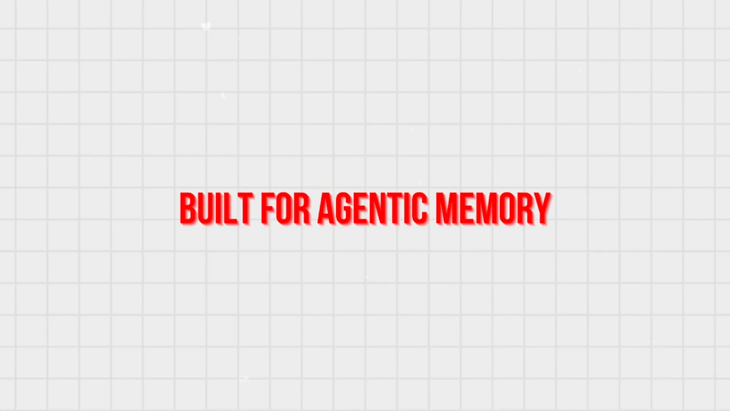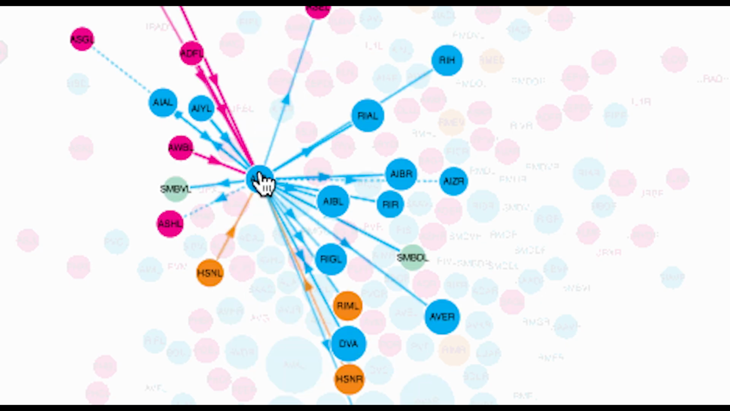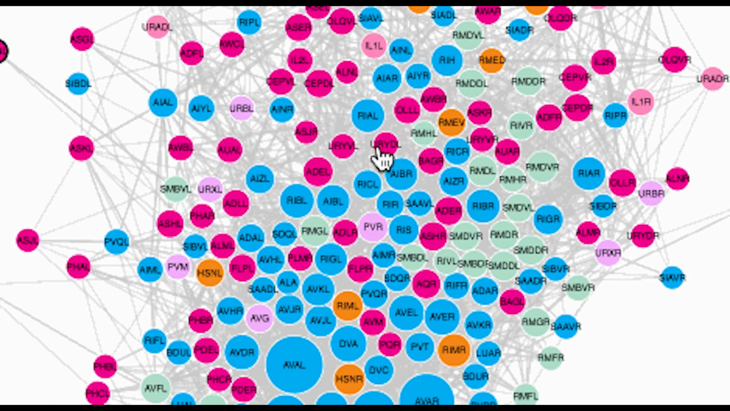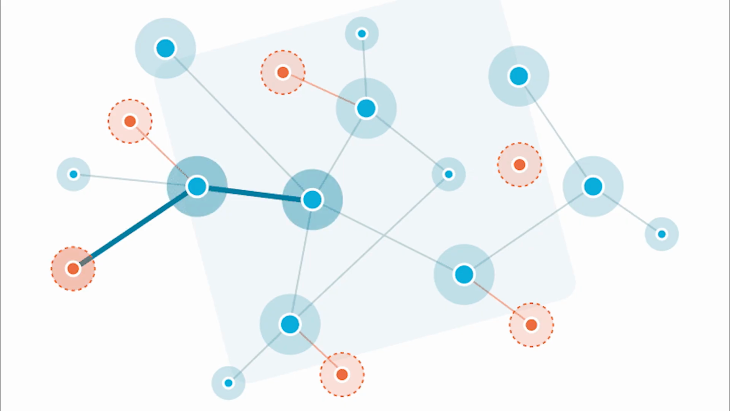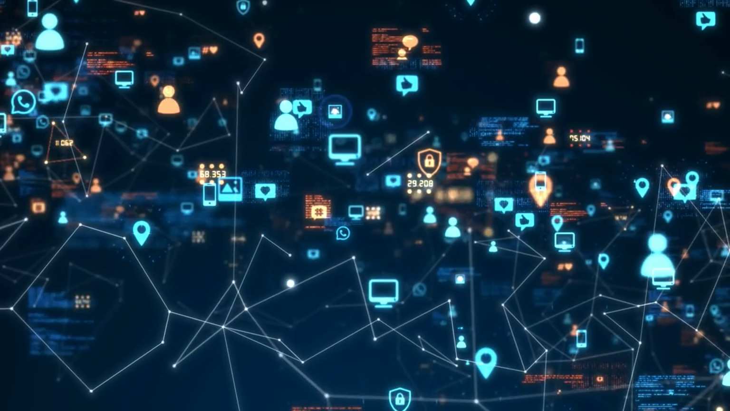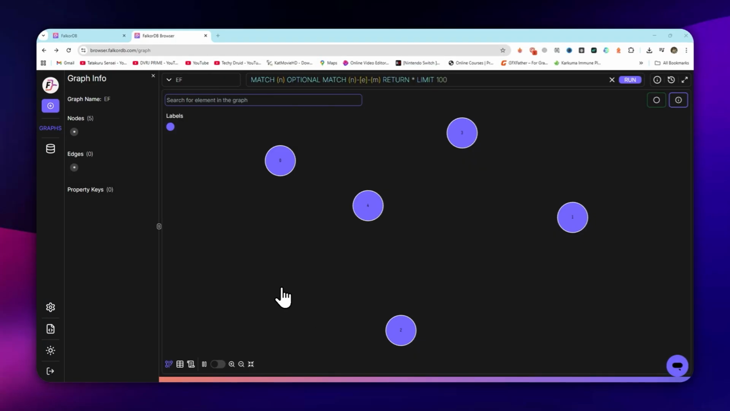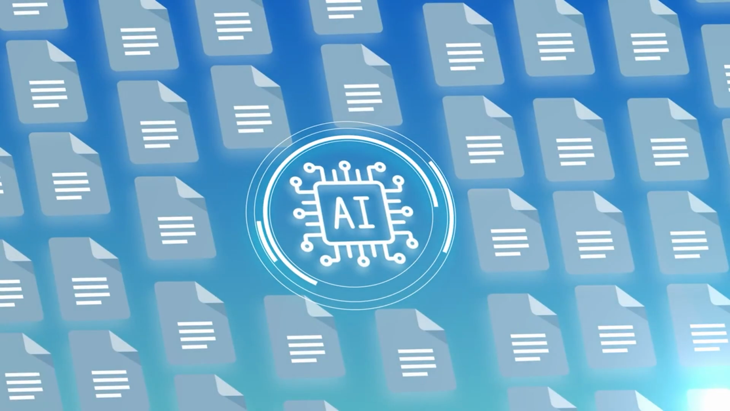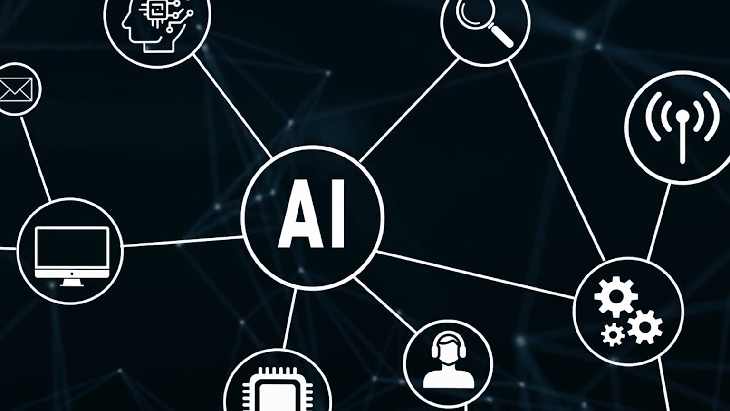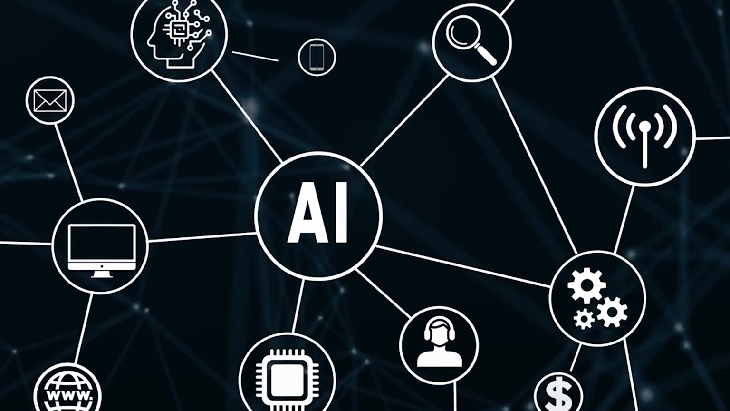Linear scalability. FalkorDB offers true linear scalability. As your dataset grows or your number of users increases, you can simply add more resources and the system scales without performance degradation. This is crucial for AI workloads where data expands rapidly and retrieval latency must remain extremely low.